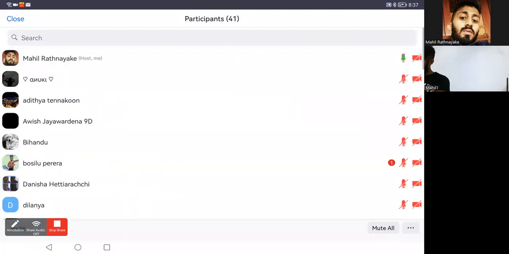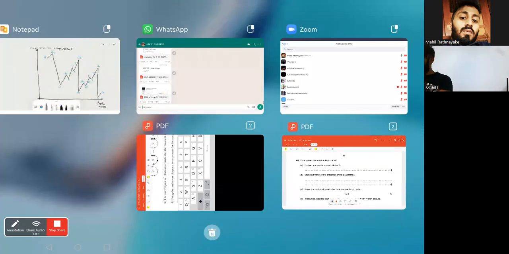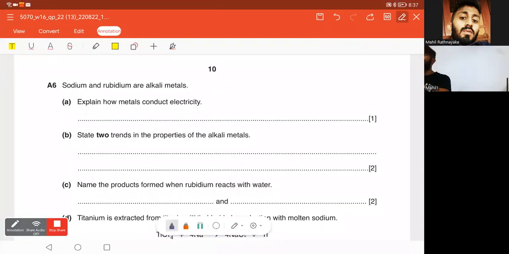Sorry? Density decreases. Melting and boiling point decrease. Why does reactivity increase? No. I hope you can remember one of the MCQs we discussed yesterday. Okay?